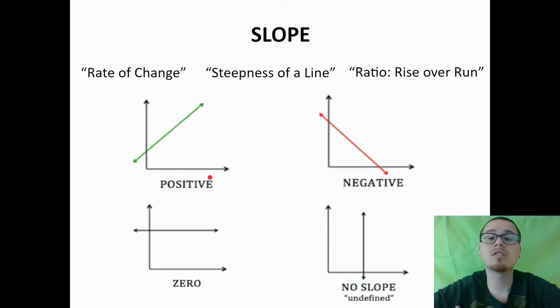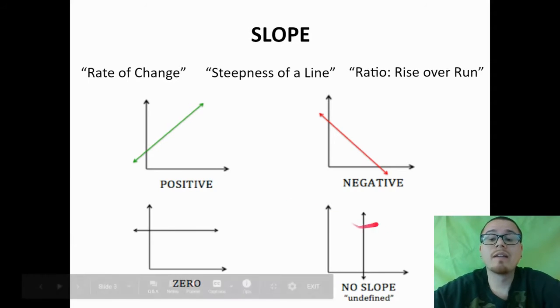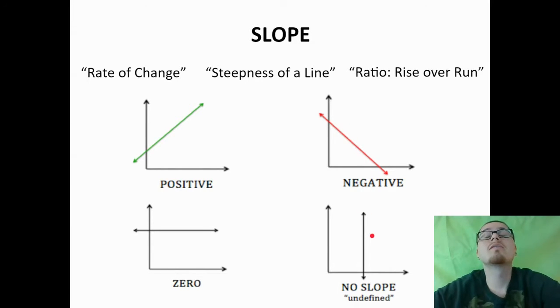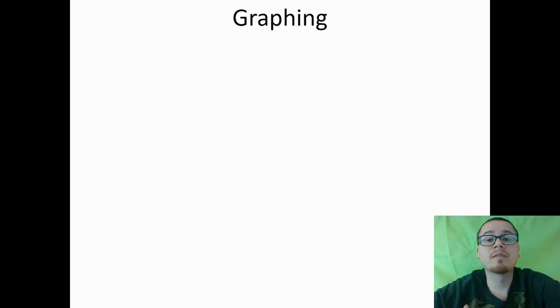0 slope, it's not changing. You're dead, flatline. Over time, you're not making any money. You're not getting any new boyfriends or girlfriends. You're lonely. Sorry. And then no slope, undefined, it just doesn't exist because you can't divide by 0. And the only time to get a vertical line is when you divide by 0. So that's when that happens.